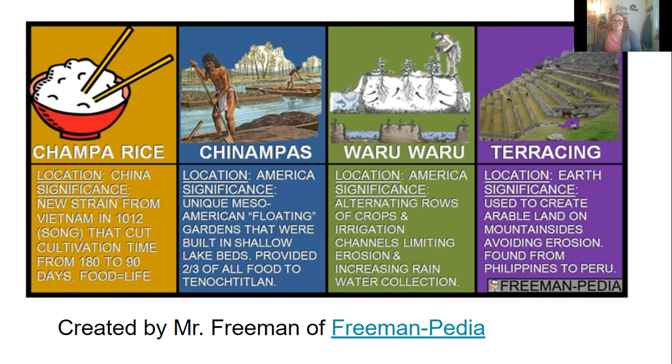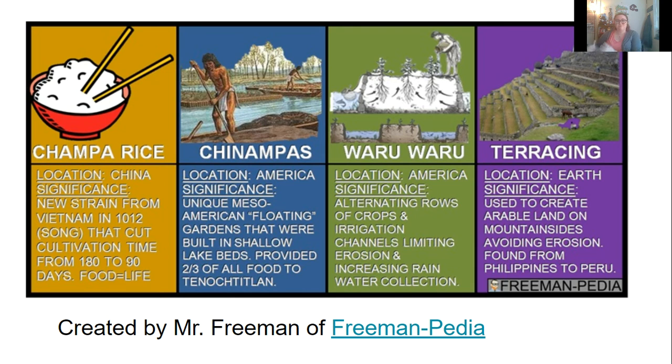Also, in the Americas, you saw the use of what's called waru. And this was a new way of farming that basically left irrigation canals in between rows of crops. Genius. Creating this helped limit erosion, and it also helped create a collection system for rainwater. It would allow the rainwater to fall into these little canals in between the rows of crops, and the crops could soak up the water as they needed it. Game changer.